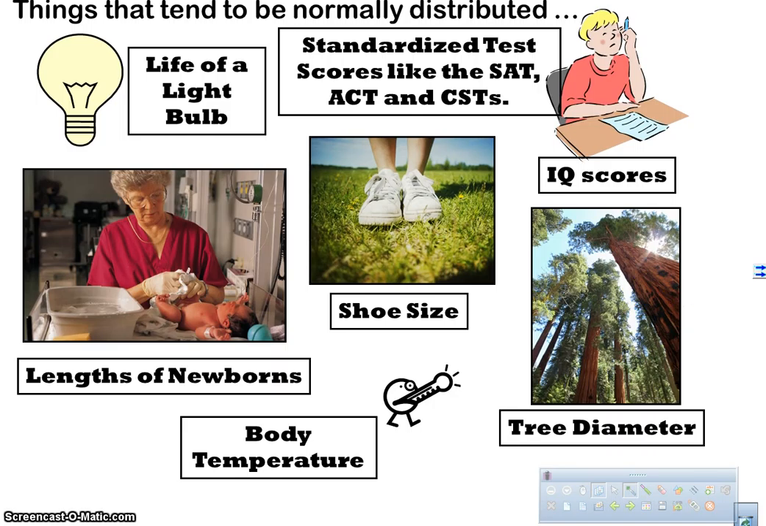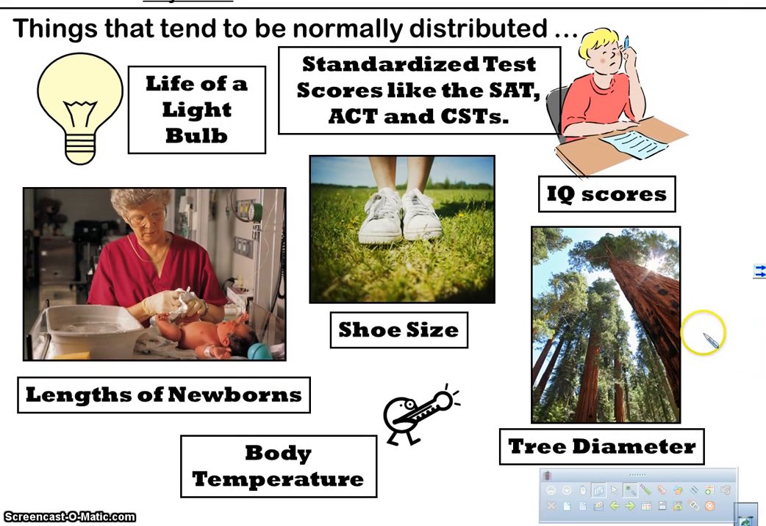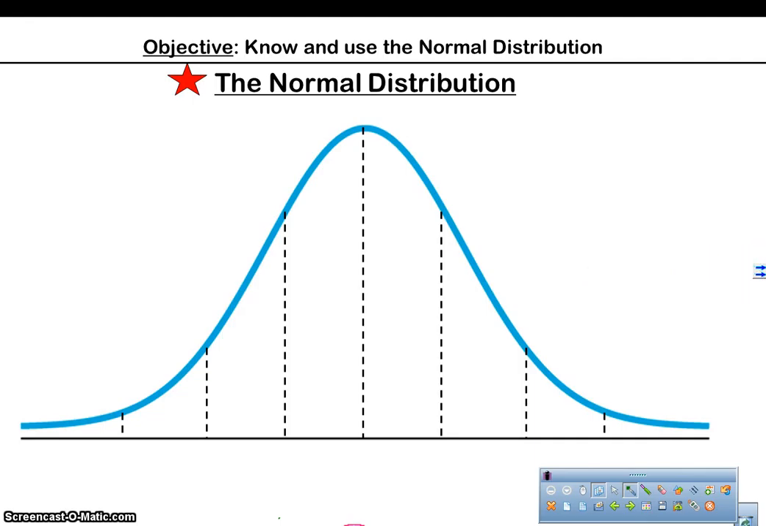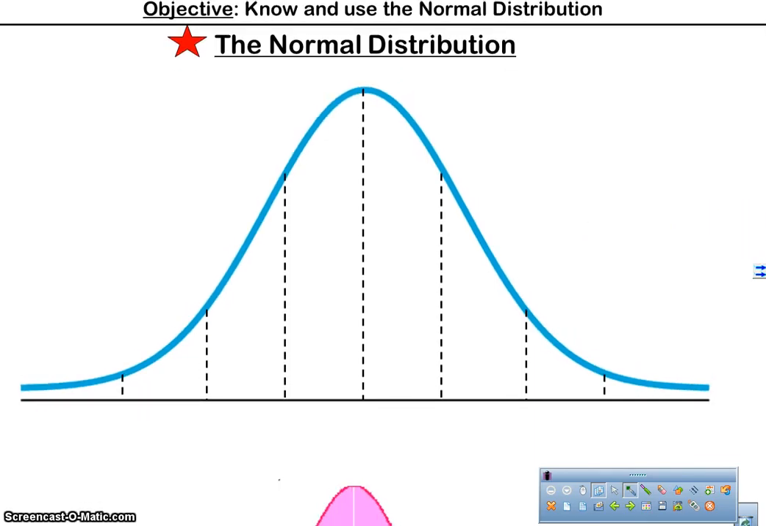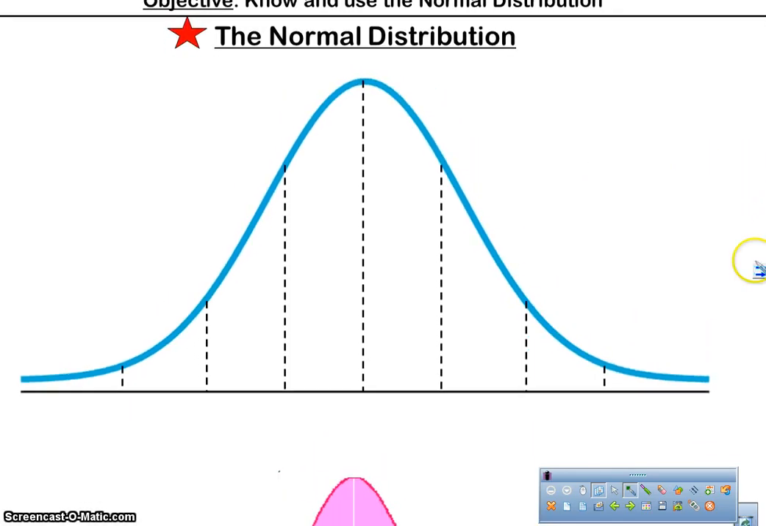And it's really important in a piece of statistics called inference, when we make conclusions about populations just based on some samples that we take. So what is this normal distribution? Well, what we're going to use here is something called the empirical rule.